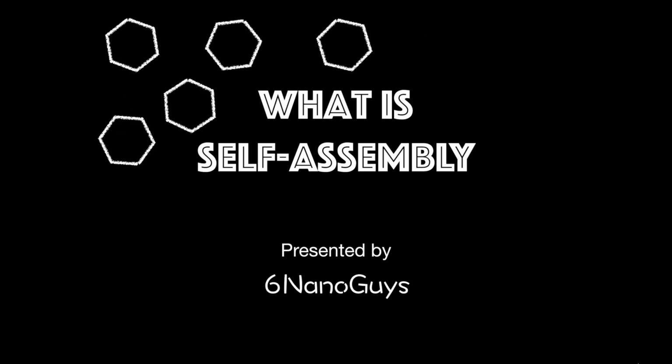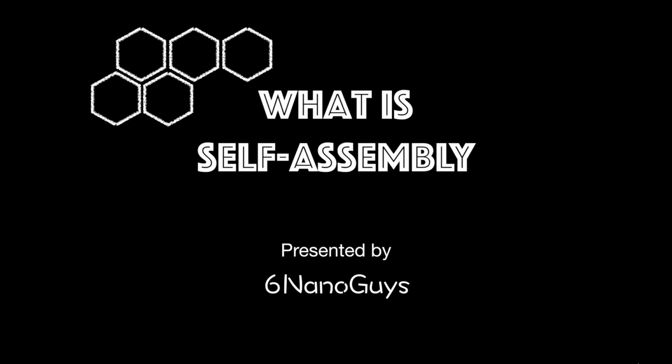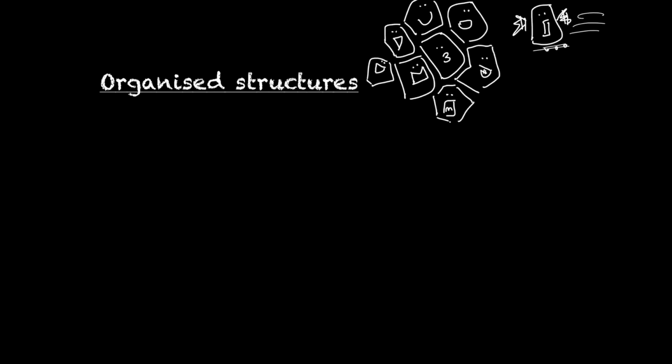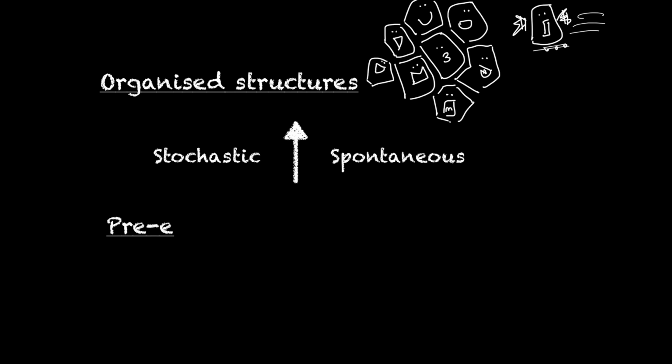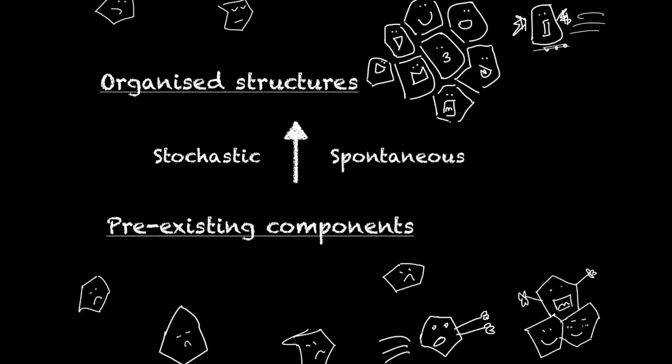Hi everyone, today we're going to introduce a basic nanomaterial concept, self-assembly, to you. Self-assembly refers to the spontaneous formation of organised structures through a stochastic process that involves pre-existing components. It is reversible and can be controlled by proper design of the components, the environment and the driving force.